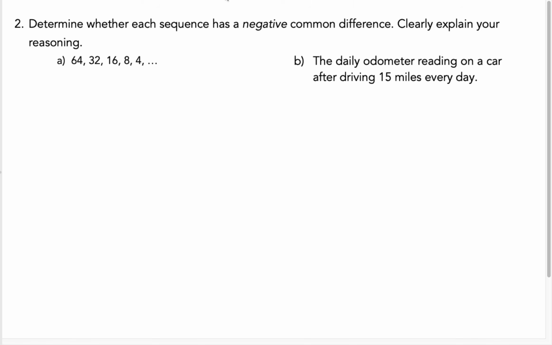Determine whether each sequence has a negative common difference. That means the D value is negative. Well, as I look at A, I can see going from 64 to 32, I'm going down by 32. From 32 to 16, I'm going down by 16. From 16 to 8, I'm going down by 8. From 8 to 4, I'm going down by 4.